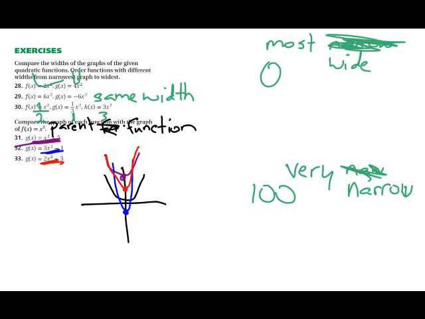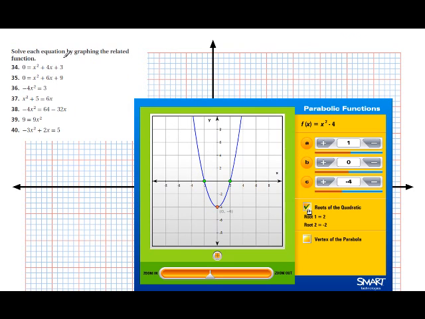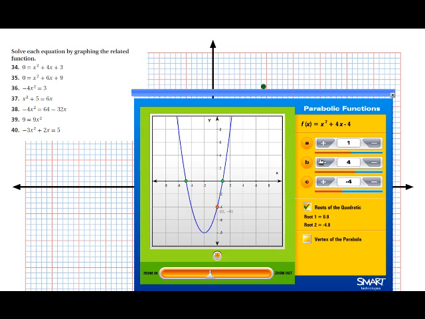Okie dokie. Next part. Solve these by graphing the related functions. So I found this neat thing. It'll graph it for me, so we can save ourselves some time. So x squared plus 4x plus 3. So we say x squared. Okay, we got that. Plus 4x. So plus 3. And we get a graph that looks like that. Okay. Not so bad.